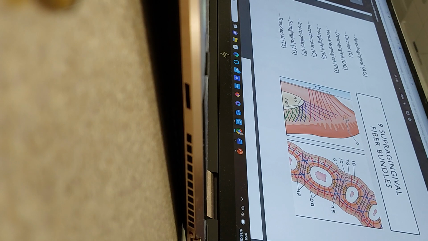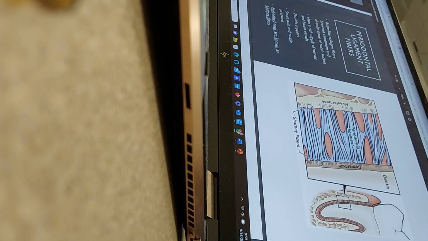Then we have PDL fibers. Those were supragingival fiber bundles. We also have fibers of the PDL. You guys have already learned these. I think it'll be more of a review for you. They're rope-like collagen fibers between the cementum and the bone. They have a rich supply of nerves and blood vessels. So the PDL is super nutritive. PDL helps nourish the cementum.